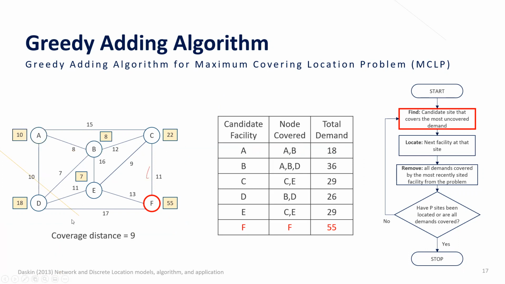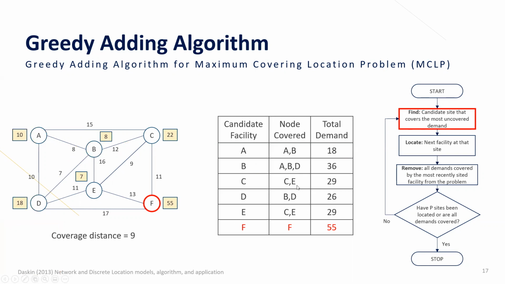I try to open, I select B. Okay, let's say B here. This is B. So the demand covered, I check the coverage distance. Okay, 8, okay, covered. So I got 8. 12 doesn't cover, 16 doesn't cover, 7, okay, 7 is good. So you have A, B, and D. So you have 8, so you have 18, so you have 10. The total of it is 36. Yeah, that's how you calculate the table.